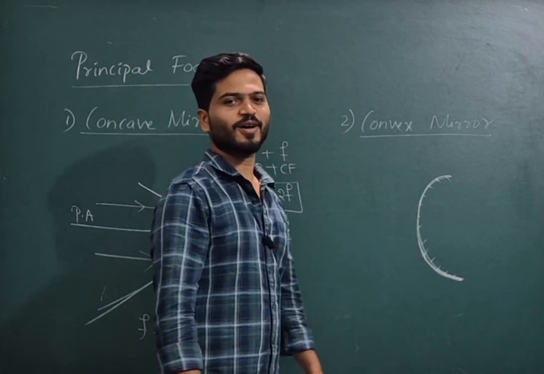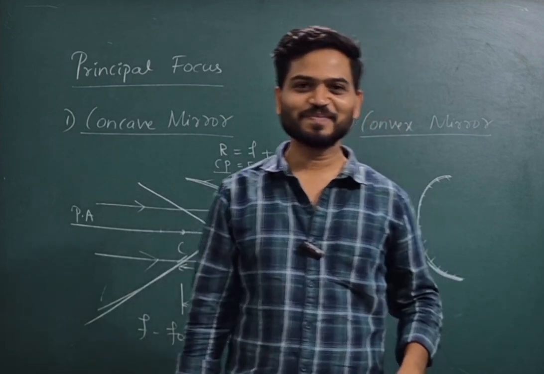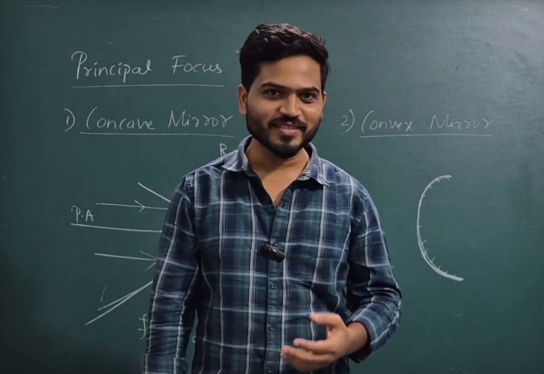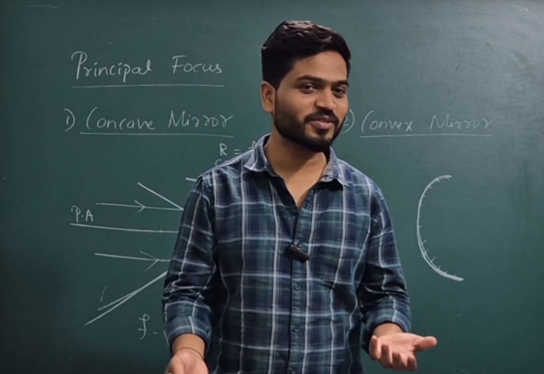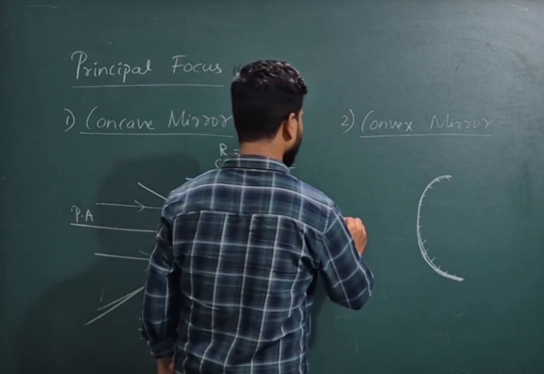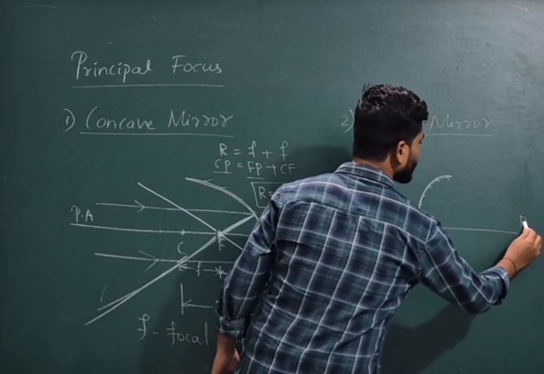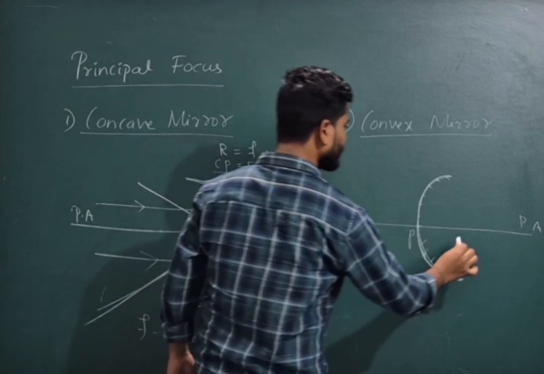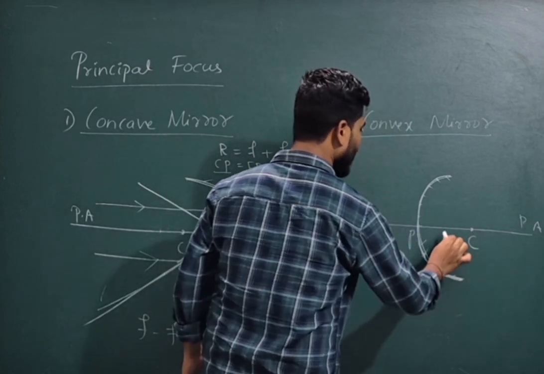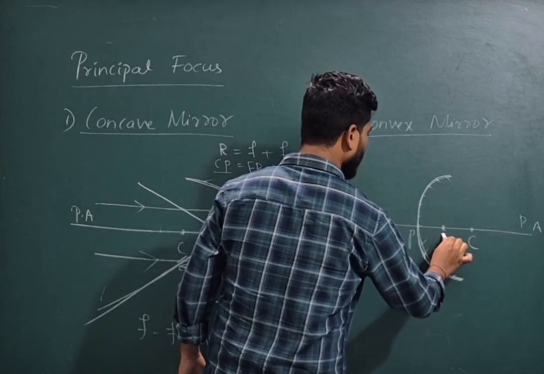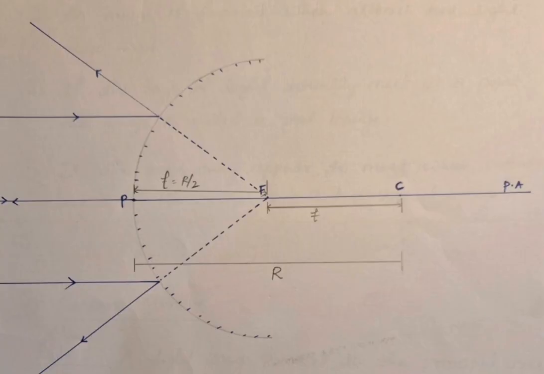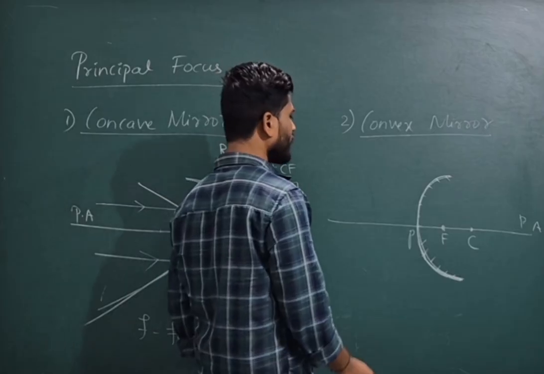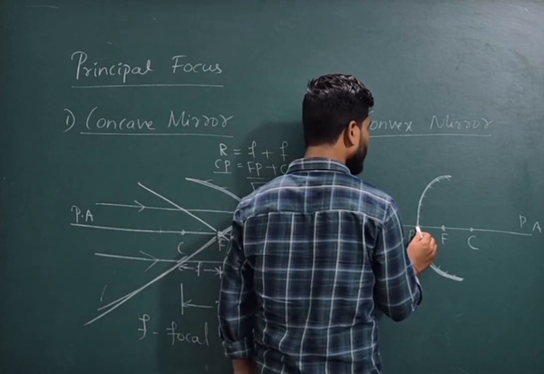and after that, all of you, it's all about drawing the important things, I mean important terms which we studied. This is the principal axis, and obviously this is pole, and this is the center of curvature, and this is principal focus. Okay.